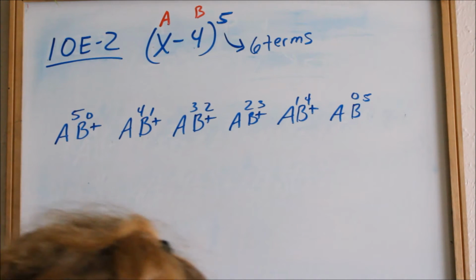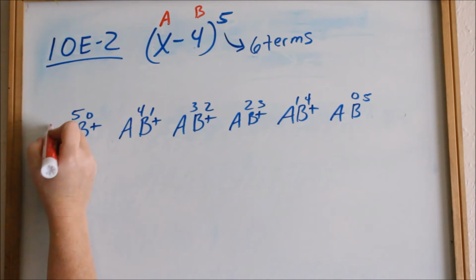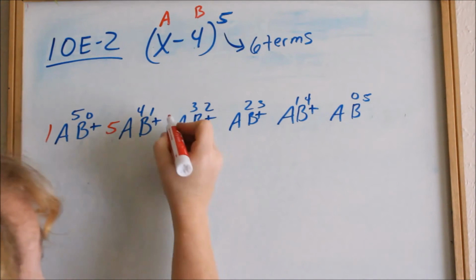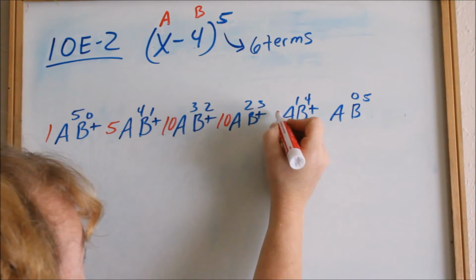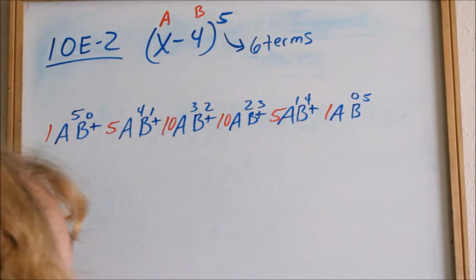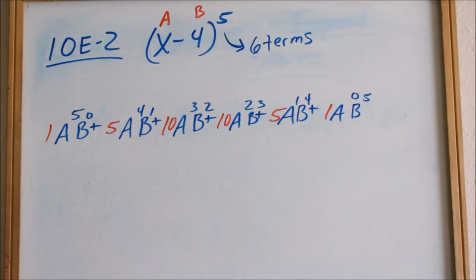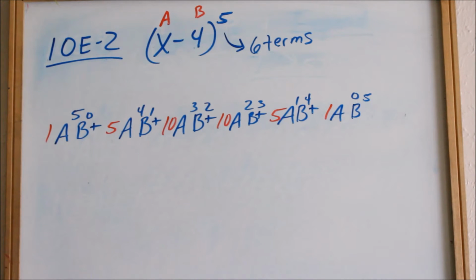So go down to the 5th power on Pascal's triangle, and these are your coefficients in front. 1, 5, 10, 10, 5, 1. I was making sure I got my numbers correct from Pascal's triangle. Alright? Now we are ready to put in x and -4 for a and b.